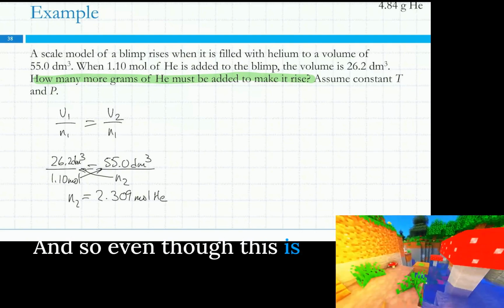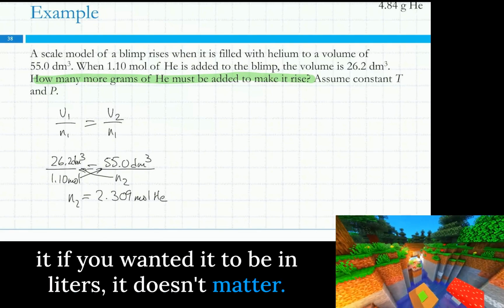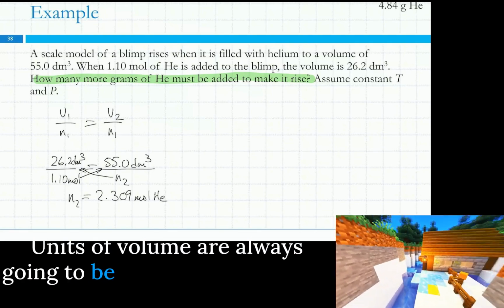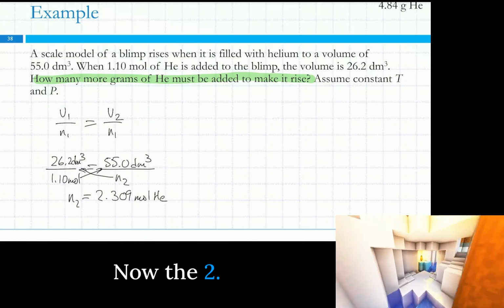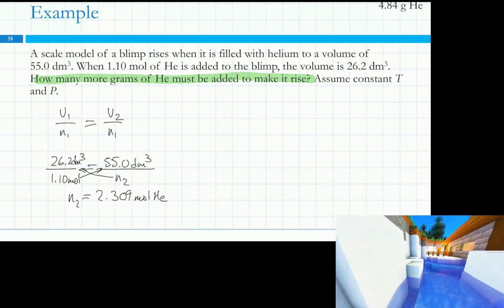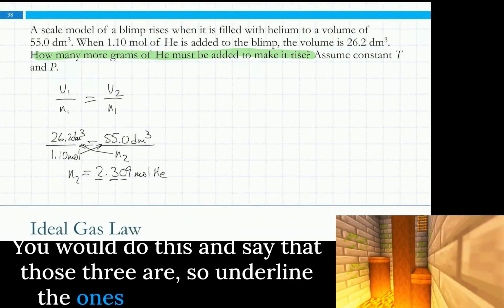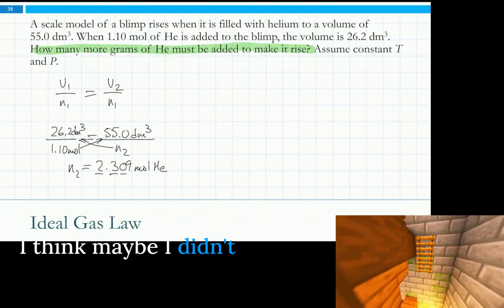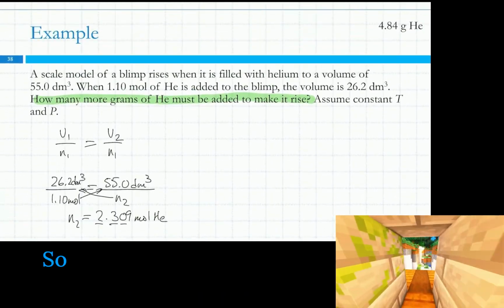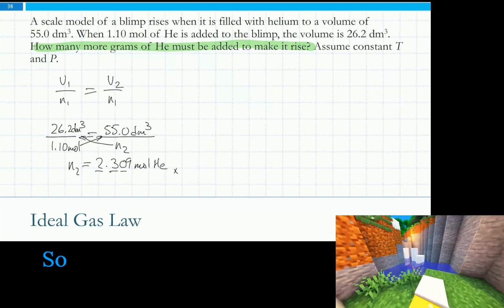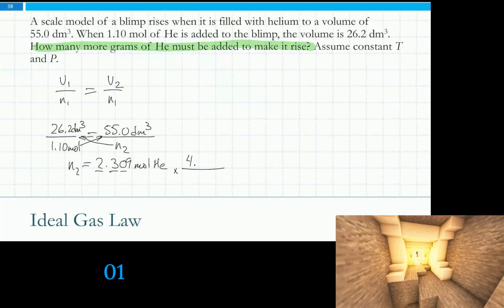And so even though this is a weird unit and you'd have to figure out how to convert it if you wanted it to be in liters, it doesn't matter. Units of volume are always going to be on an absolute scale, so we can use whatever units. They cancel out. Now the 2.309 moles, you would underline the ones that are sig figs. I think maybe I didn't change the answer for this because helium has a mass of 4. So you multiply this by 4 point, whatever helium is, 4.01 probably.